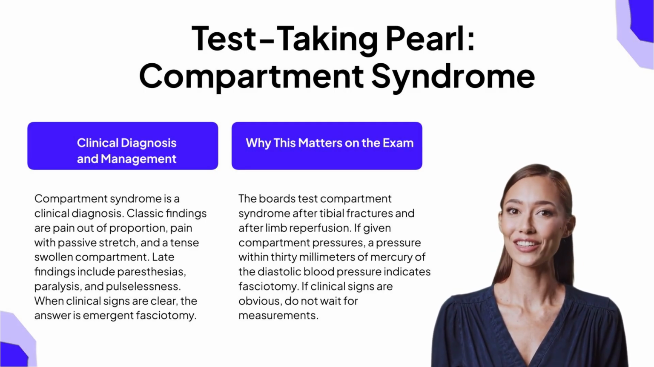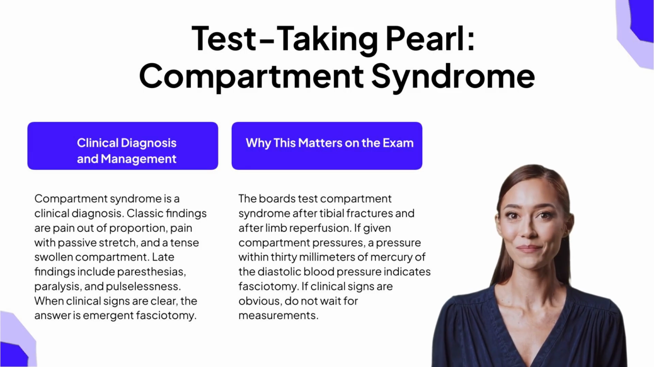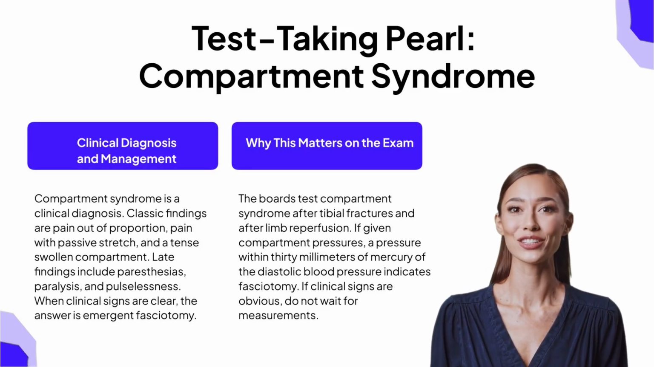Now, if the question specifically gives you pressure measurements, remember that when the compartment pressure is within 30 millimeters of mercury of the diastolic blood pressure, that is an indication for fasciotomy. This is called the delta pressure. Review the orthopedic and vascular surgery sections of your review materials for more detail on compartment syndrome scenarios.